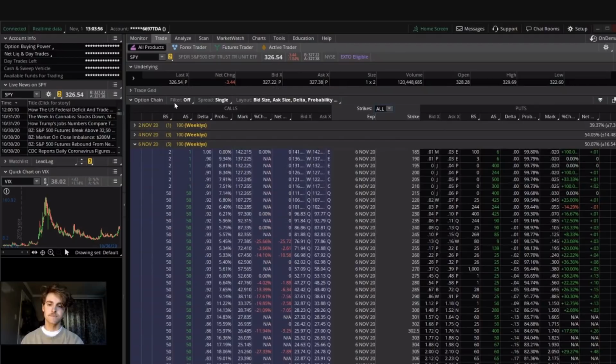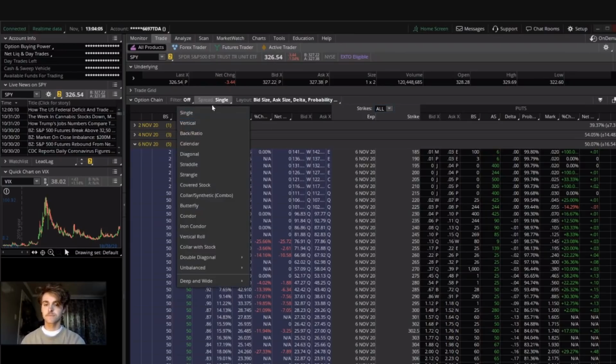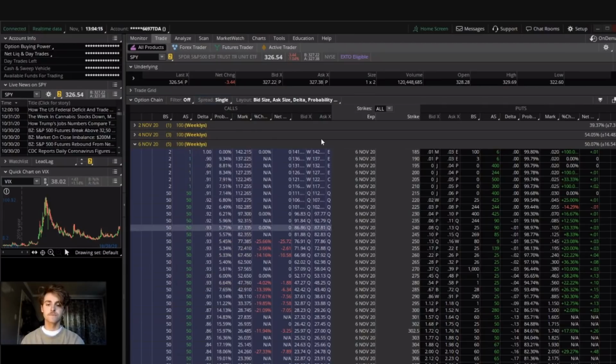The next thing up here, option chain filter off. If you have some custom filter that works for you, go for it. Spread: a lot of people say, "Oh, change your spread to vertical." Well, if you do that, it locks you in usually at a $5 interval. So just change it to single so that you can see all your options.